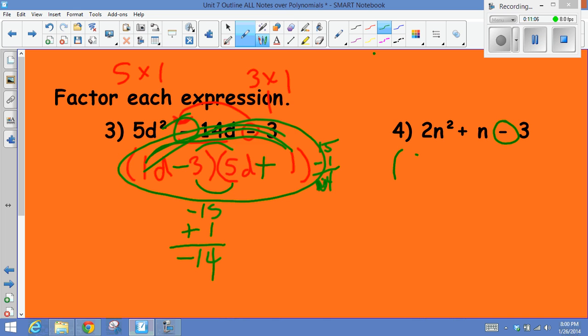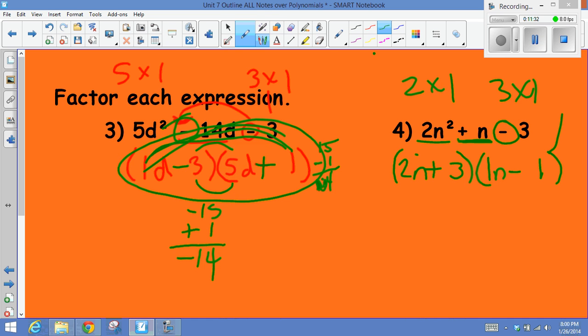Negative again, so we're going to have different signs, 1 plus, 1 minus. Multiples of 3 are 3 and 1. Going to have an N here and an N here, and the multiples of 2 are 2 and 1. So now, let's see. This is a positive number. So I'm going to put my 2 here and my 1 here. Let's see how that works.